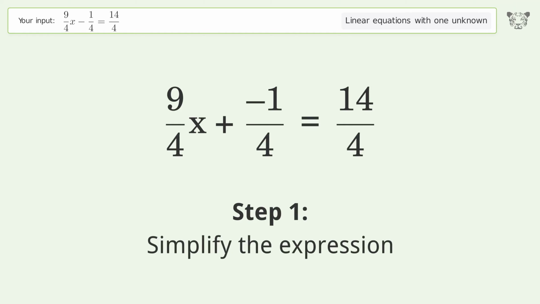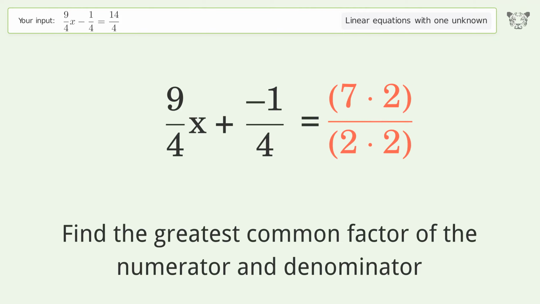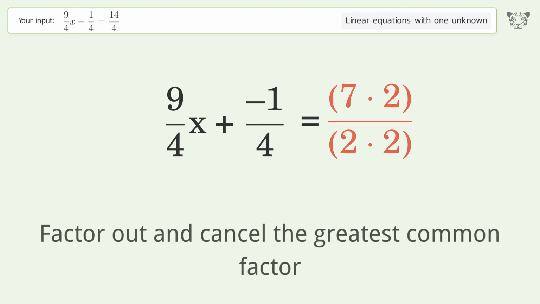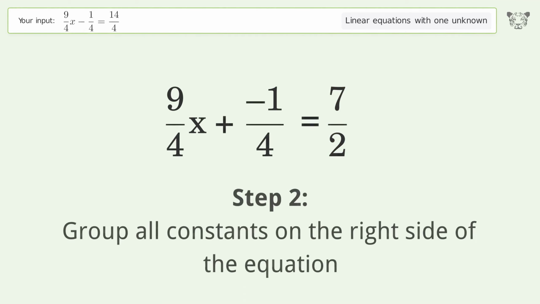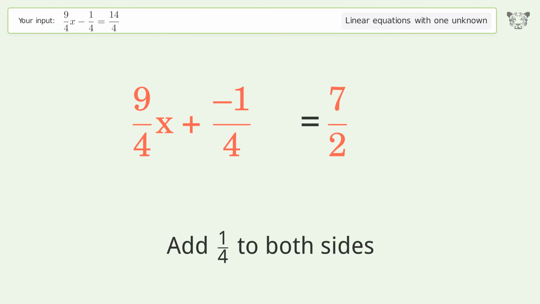Simplify the expression. Find the greatest common factor of the numerator and denominator. Factor out and cancel the greatest common factor. Group all constants on the right side of the equation. Add 1/4 to both sides.